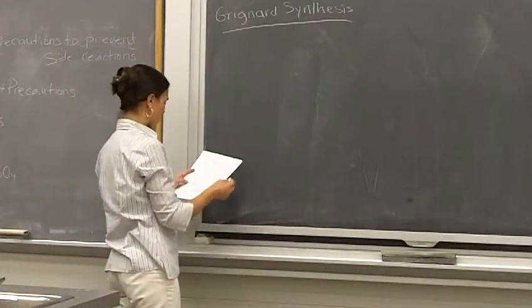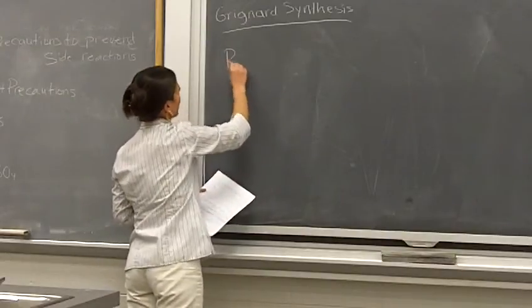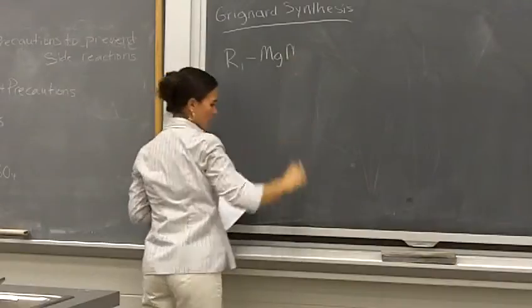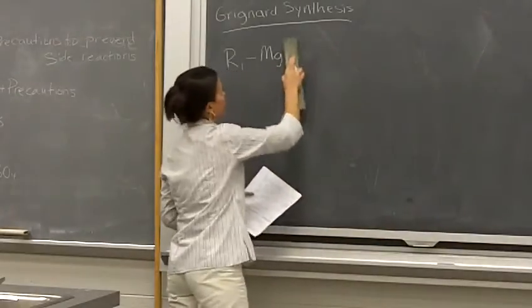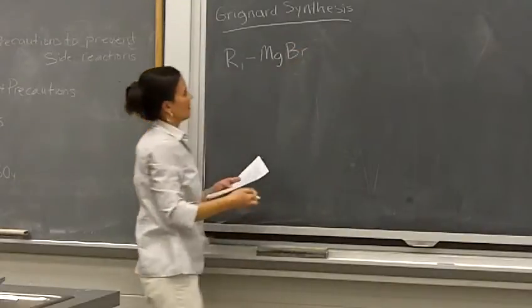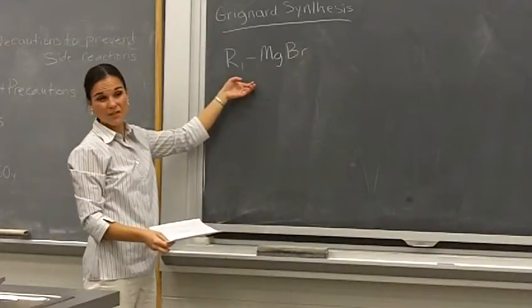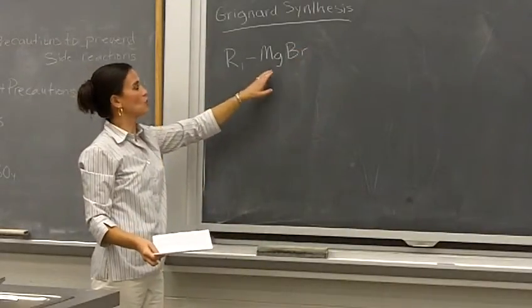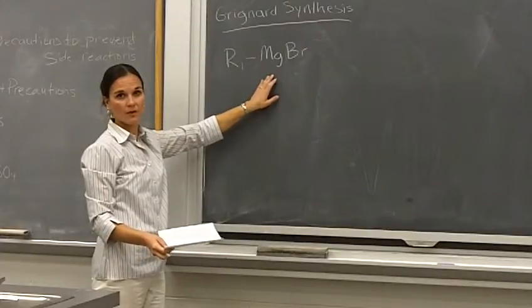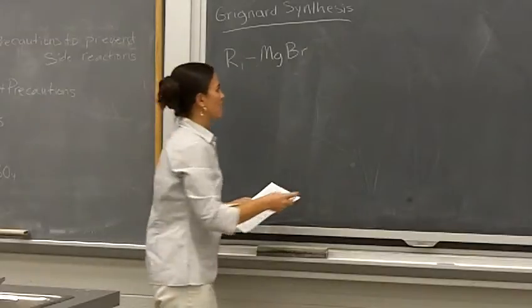All right, so our Grignard synthesis. We've got our Grignard reagent. It is sitting in your flask. And hopefully you have noticed changes in what it looked like from the start. You should have less magnesium than when you started. Okay, so that's one thing that you should know.